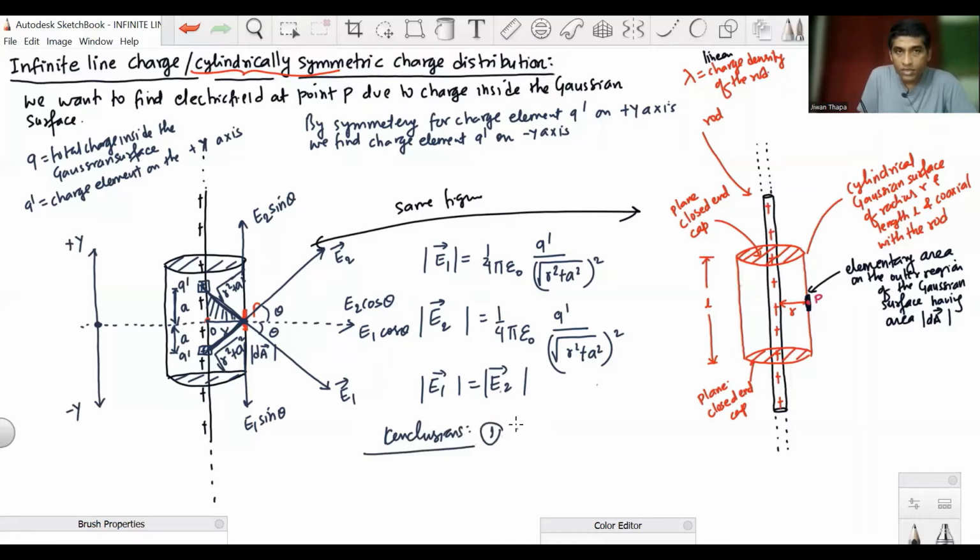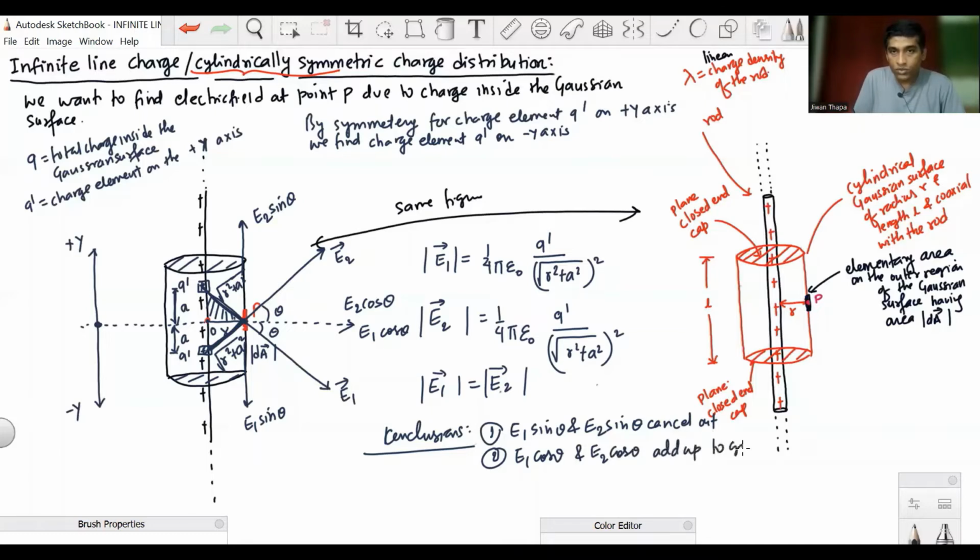One, E1 sin theta and E2 sin theta cancel out. They contribute nothing in order to find total electric field at point P. Next, E1 cos theta and E2 cos theta, they add up to give total electric field at point P.